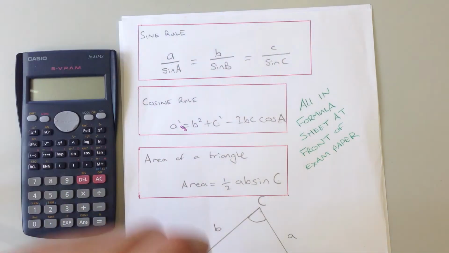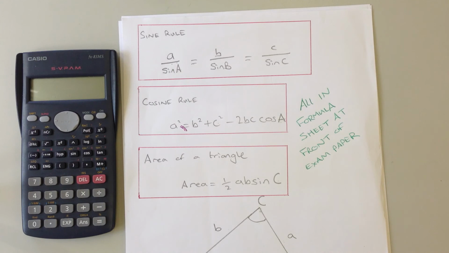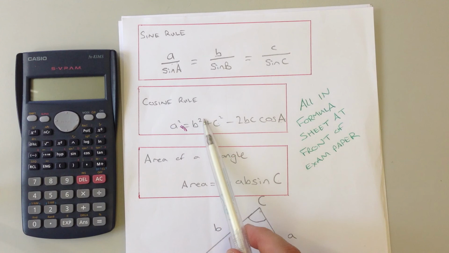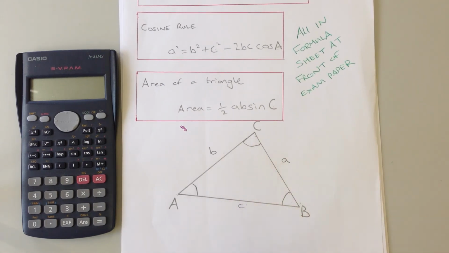The things you need to know for the grade A and A star trigonometry questions are the sine rule, the cosine rule, and the area of a triangle when your triangle is not a right angle triangle. Now, the good thing is that they're actually all given in the formula sheet at the start of your exam. So each of these are written just like that in the formula sheet. The only thing you need to know is how to actually use them. First thing to look at then is this triangle here.